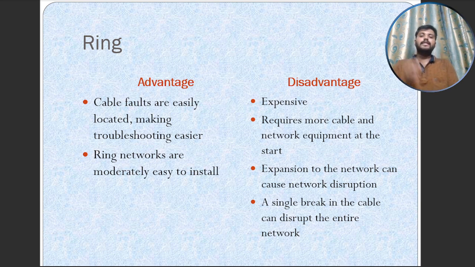If there is a single break in the cable, or a single break in a node, if something goes wrong, if some device goes wrong, then the entire system will fail. That is a major disadvantage, because there is token passing that goes on in the ring topology.